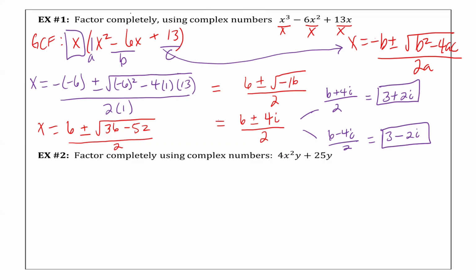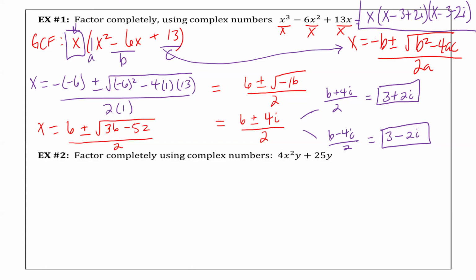So in factored form, my first factor is my GCF that I took out. What was that GCF? X. So this equals x times my imaginary factors, which are x minus 3 plus 2i, and my other is x minus 3 minus 2i. And that is it, completely factored.